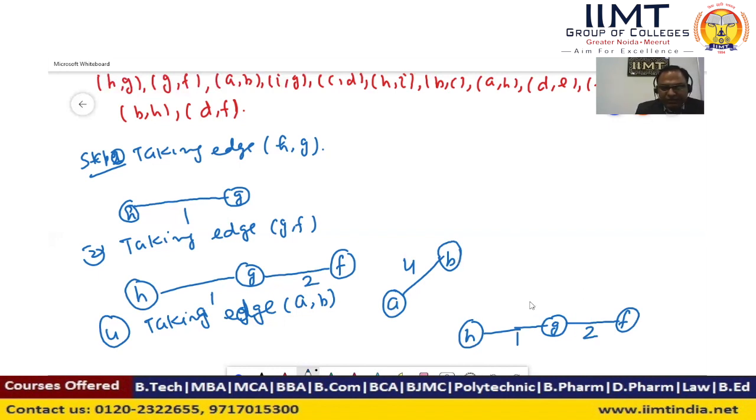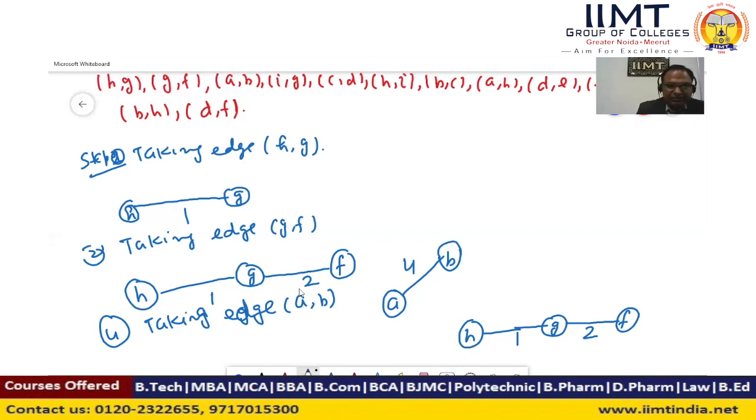Now I want to mention one thing here: in Kruskal's algorithm we can have more than one connected component at any time. But when we apply Prim's algorithm, we always get a single connected component. So when we talk about the difference between Kruskal's and Prim's algorithms, this is the main difference.